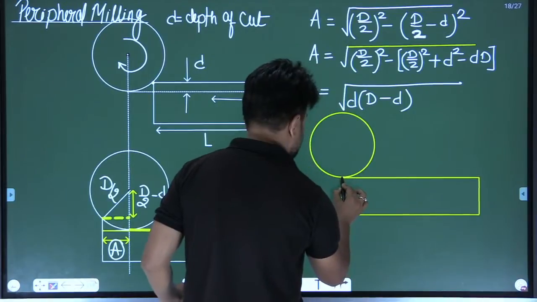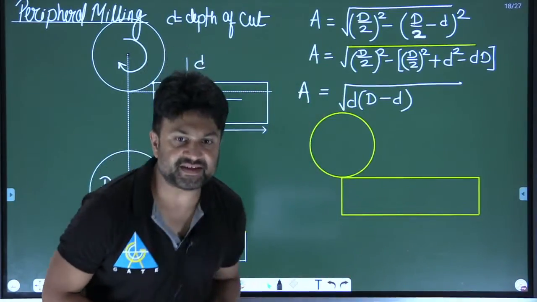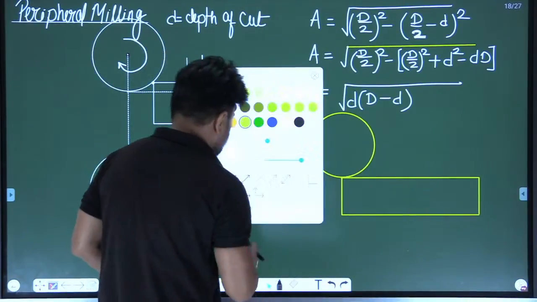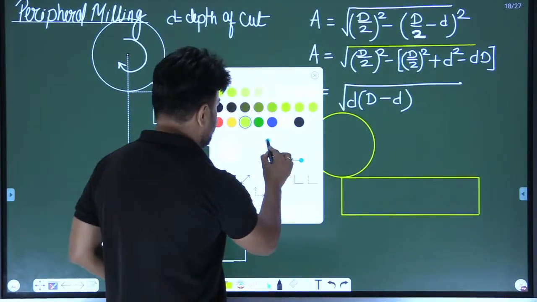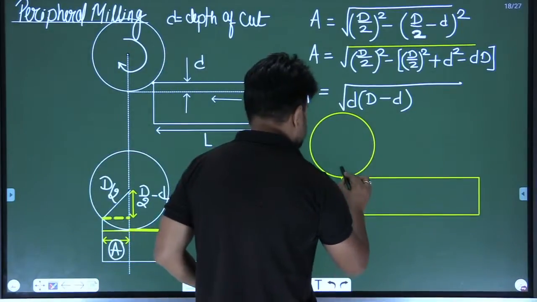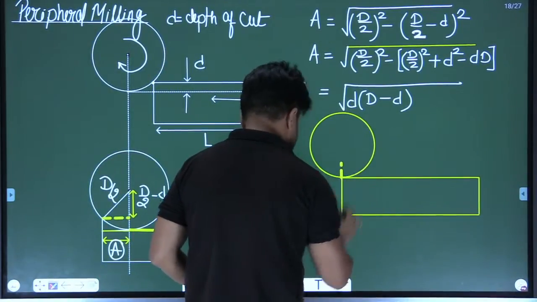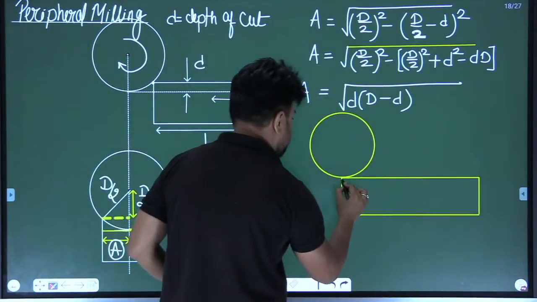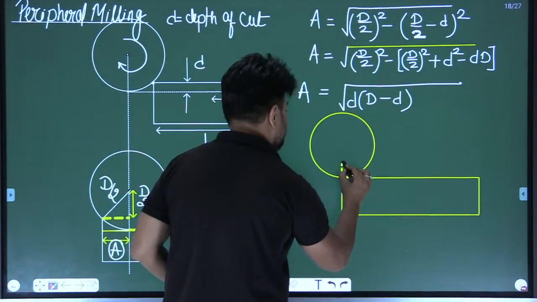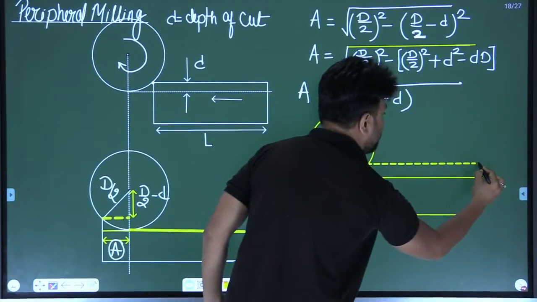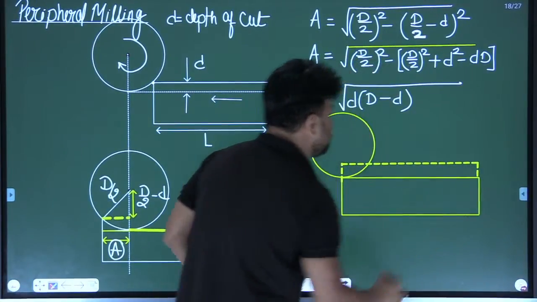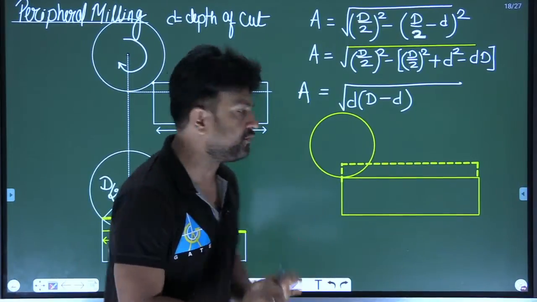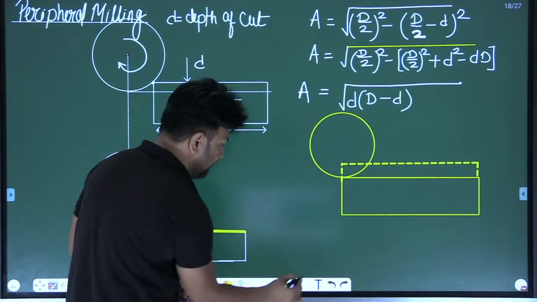Look, now the milling is completed, yes or no? The milling is completed. Here, this is the broken line which I am showing you. Broken line means that much material you removed. Am I clear? So here the milling cutter.